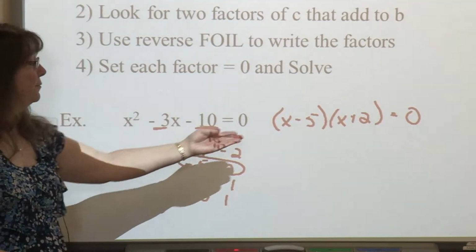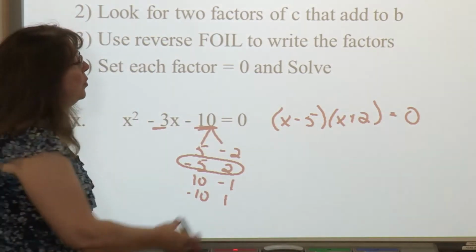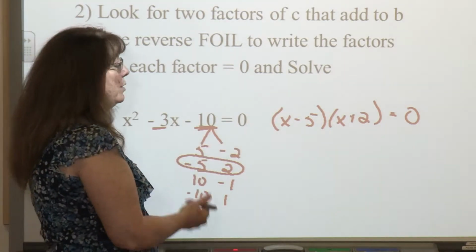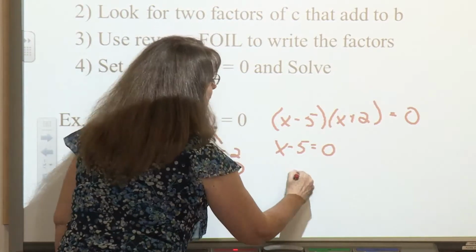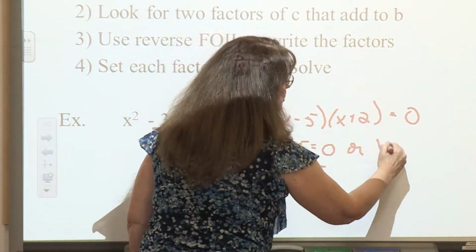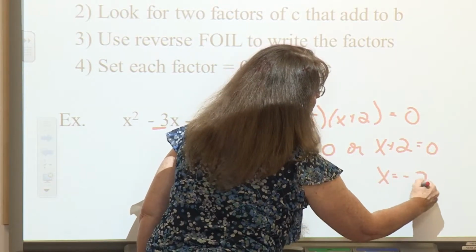x minus 5 for the negative 5, and x plus 2 for the positive 2. Once you have each of your factors, if they're supposed to multiply together and give you 0, that means either x minus 5 equals 0, and x equals 5, or x plus 2 equals 0, and x equals negative 2.